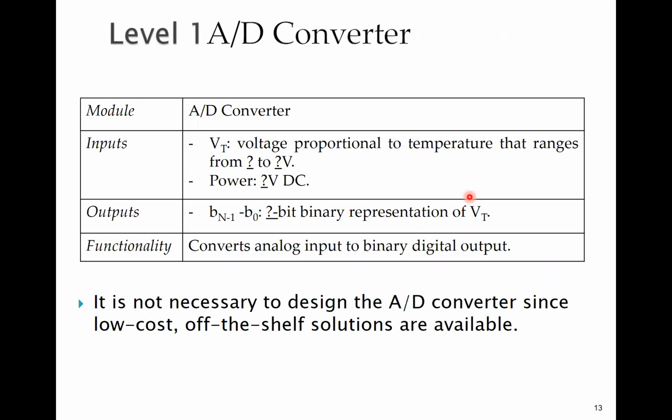Analog to digital converter, as we said earlier, usually we use a commercial ADC, so we do not design from scratch. We have to, however, determine the most appropriate ADC. As we have the VT voltage within a range, then we can determine the number of bits to represent this VT. So that's the design parameter that we have to think about, and it is highly dependent on the accuracy of the system. Functionality, simply it converts analog input to binary digital output.